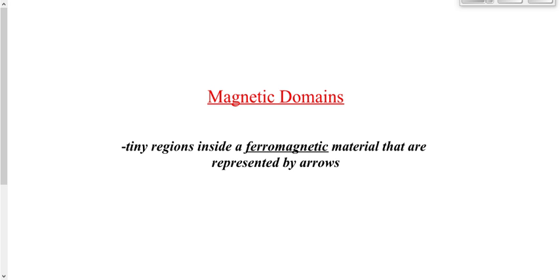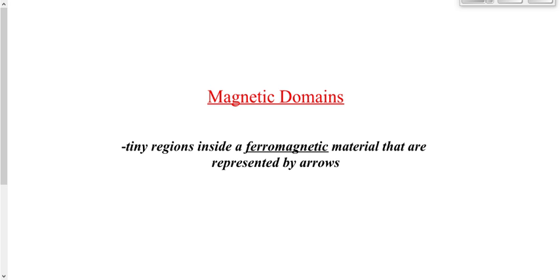We started our new unit on magnetism last Thursday, the day before we went over our test. And if you remember that far back, we defined a magnetic domain as a tiny little region inside a ferromagnetic material that is represented by arrows. We're not saying that they really are arrows. We just simply represent the direction of these things by arrows.